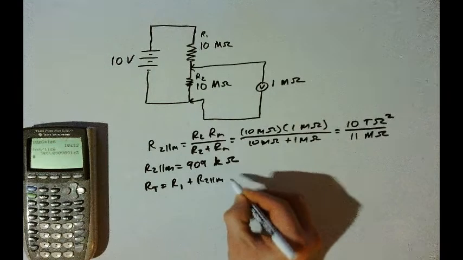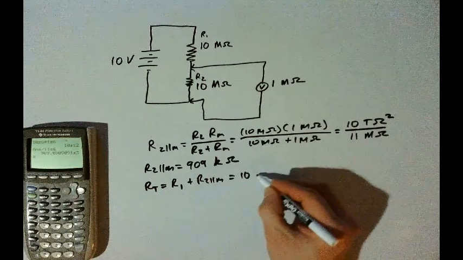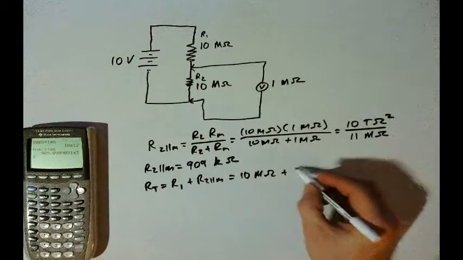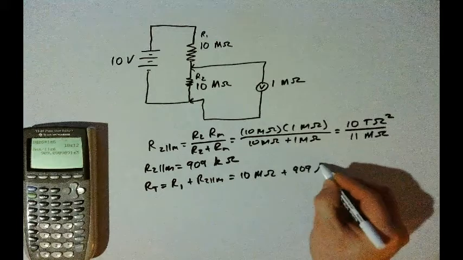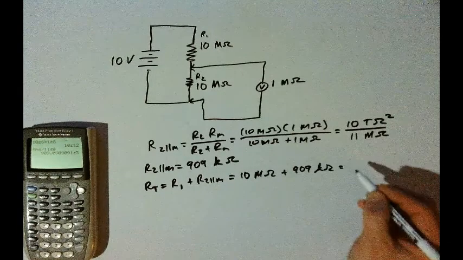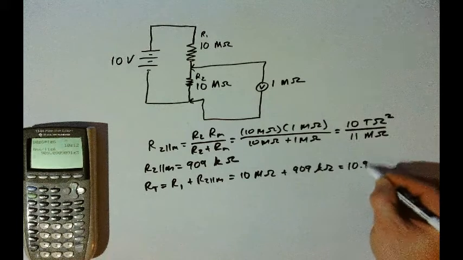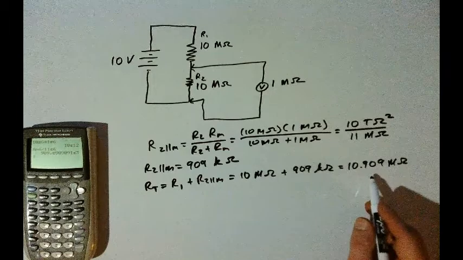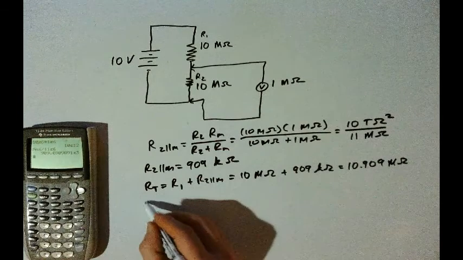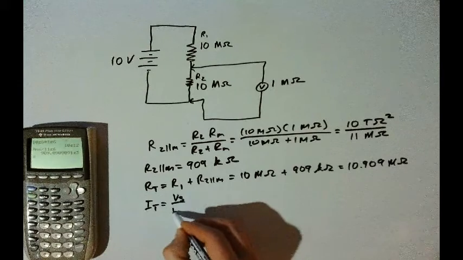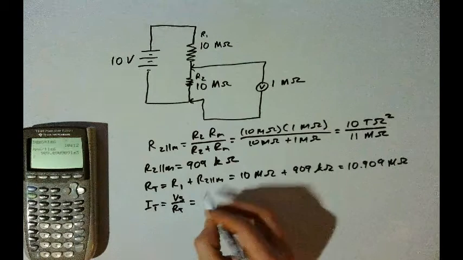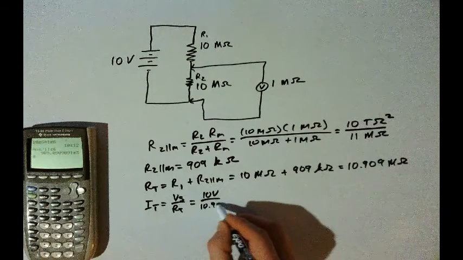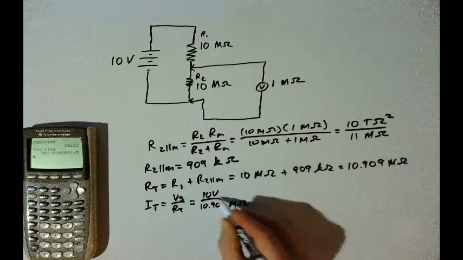Now we'll find the total current, which will be the source voltage divided by the total resistance. Source voltage is 10 volts. Total resistance is 10.909 mega ohms. And so 10 volts divided by 10.909 mega is going to be 916.7 times 10 to the negative 9th, which is nano. This will be nano amps. That's the total current in the circuit, and so I'll write here 916.7 nano amps.